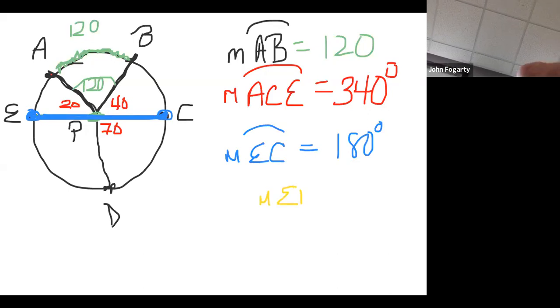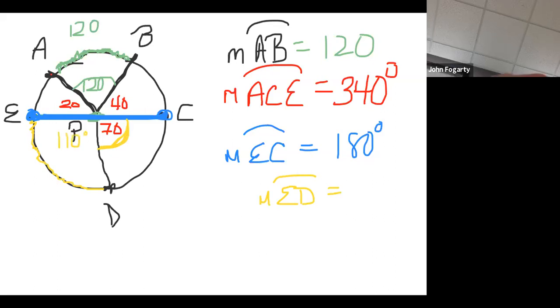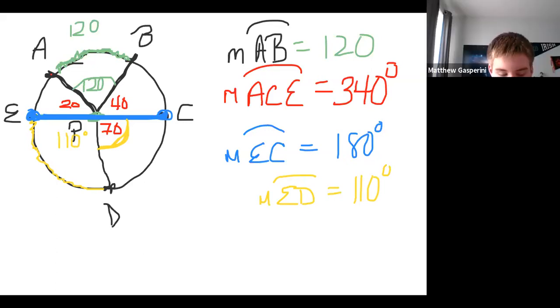And then finally, what's the measure of arc ED? Well, here's 70. What's this? If this is 70, 110. 110, right? Forms a straight line. Does that make sense for you guys? Yes, sir. All righty. Comprendes?